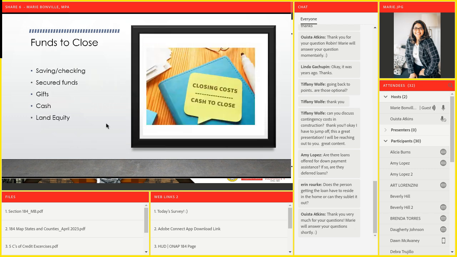Funds to close, you need to have, of course, your savings and your checkings. It can be in there. Secured funds. Gifts are allowed. Now, I know with FHA, it's a certain percentage. The borrower has to have the down payment monies. And so, of course, the down payment assistance or wherever they're getting their funding from, they can't use it for the down payment itself. That has to come from the borrower.